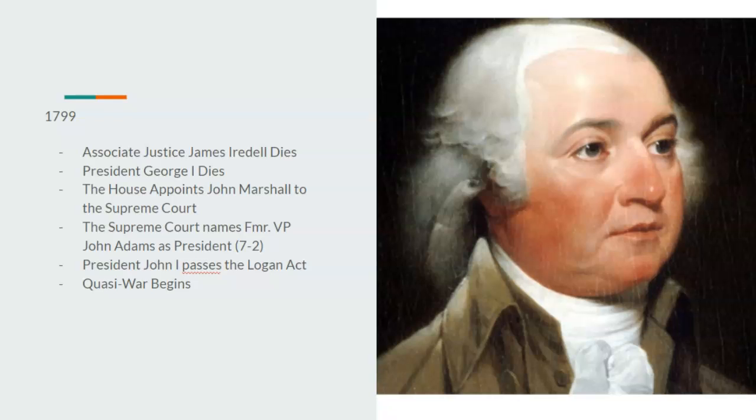And then the Supreme Court would name a new president. Former Vice President John Adams was the top choice for Federalists, and Thomas Jefferson was the top choice from the Democratic-Republican side. Of course, seeing it as a 7-2 conservative court, they would appoint John Adams. President John I would pass the Logan Act, which would begin the Quasi-War.